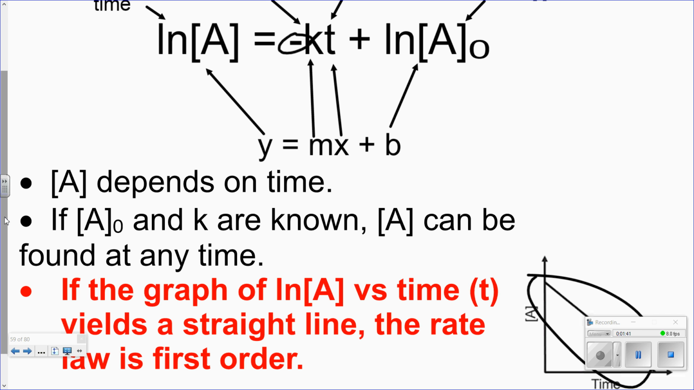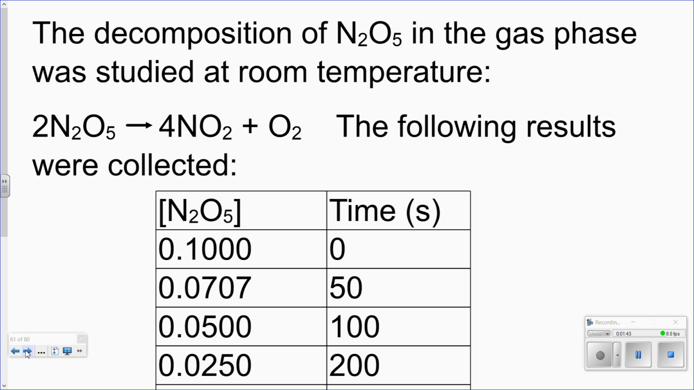Let's do one of these calculations. We'll save that one for class. So here we have the decomposition of N2O5 in the gas phase, which was studied at room temperature, and there's the reaction, and the following results were collected.